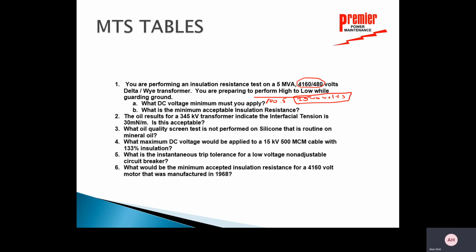Knowing that's important. They didn't ask what we do here at Premier, they ask what you should be doing, and a minimum of what you should be doing is 2500 volts. And then they ask, what is the minimum acceptable insulation value? Well, it's in that same table, but it tells me that the minimum acceptable value is 1000 megohms.